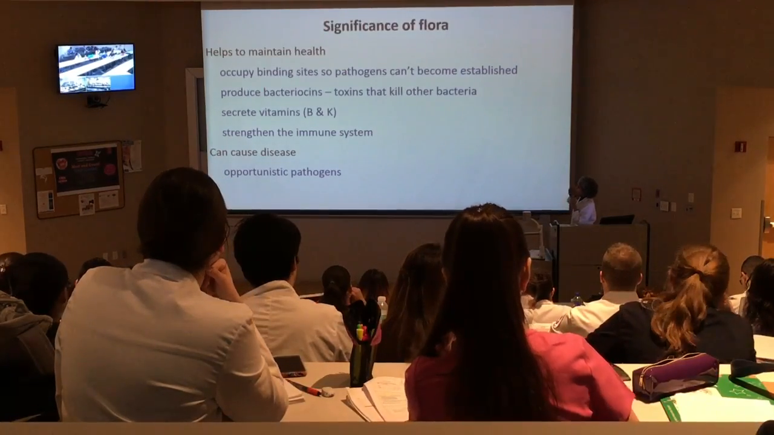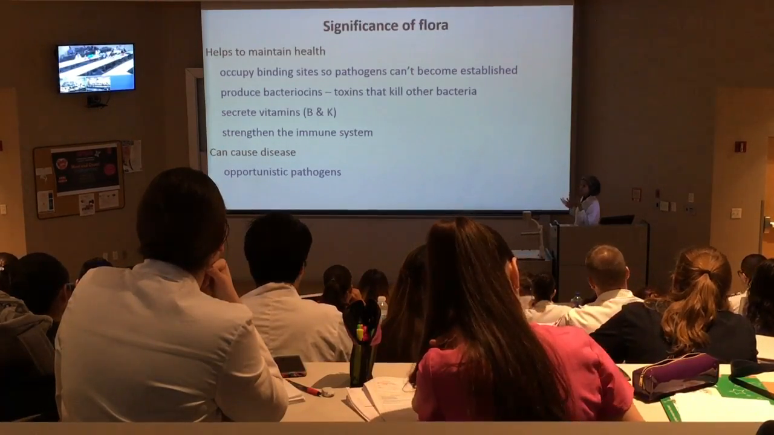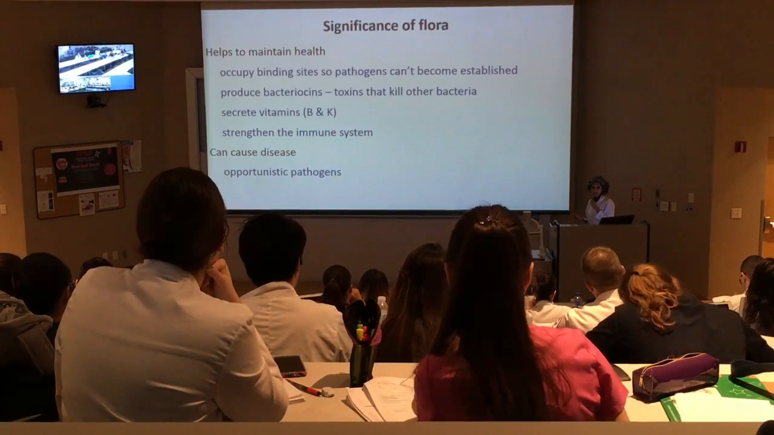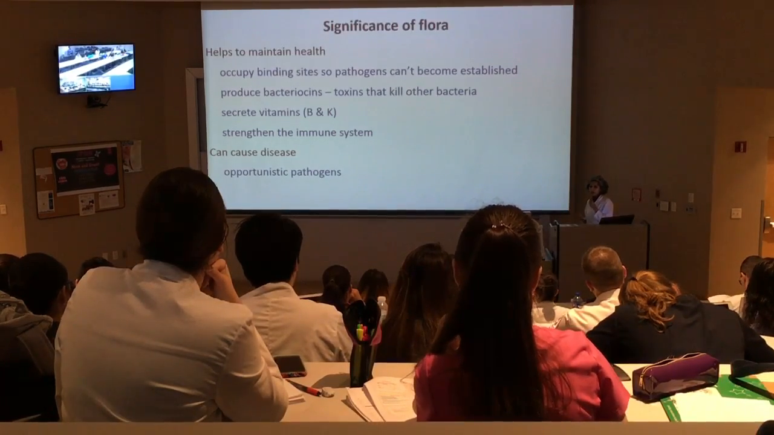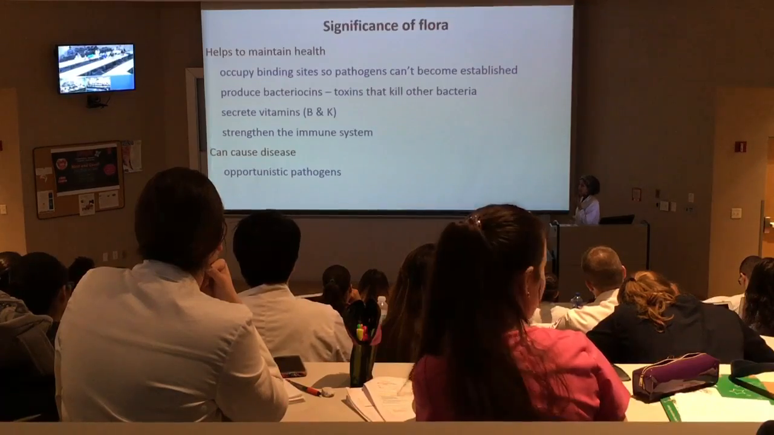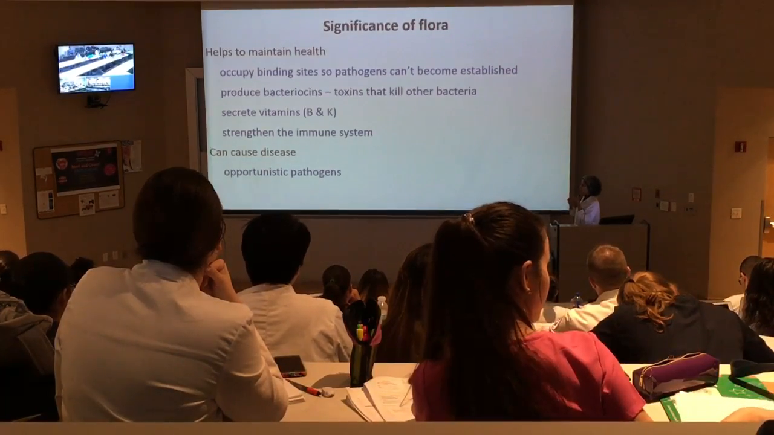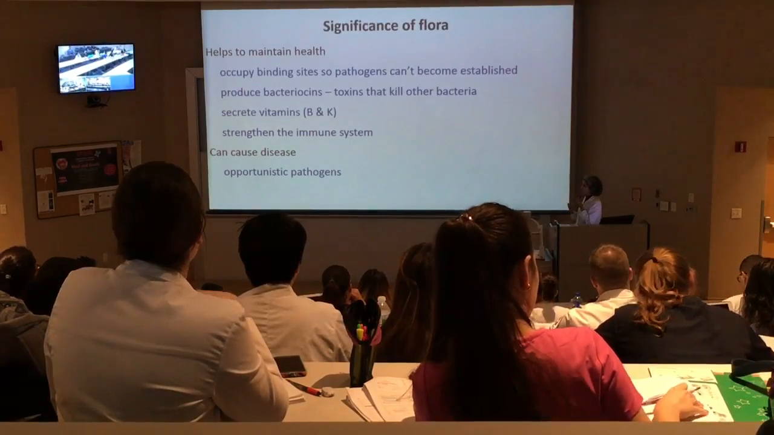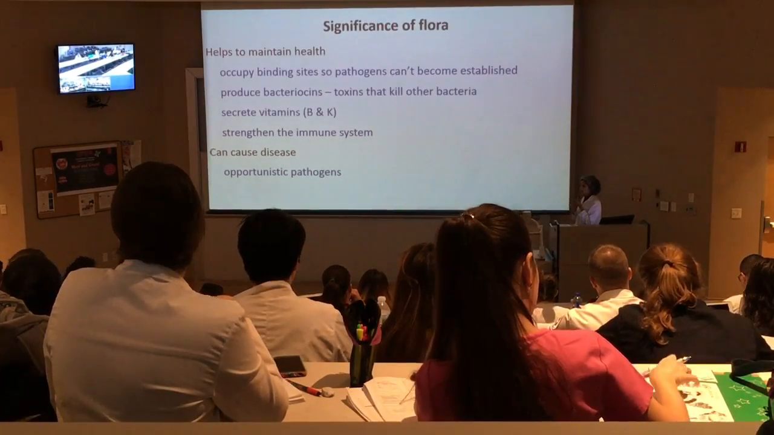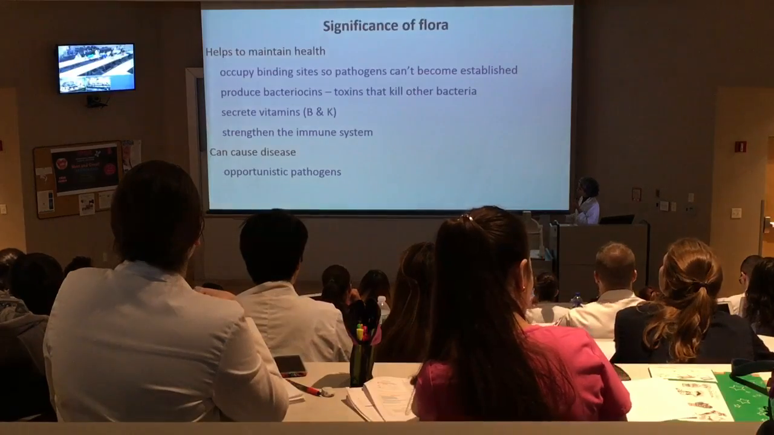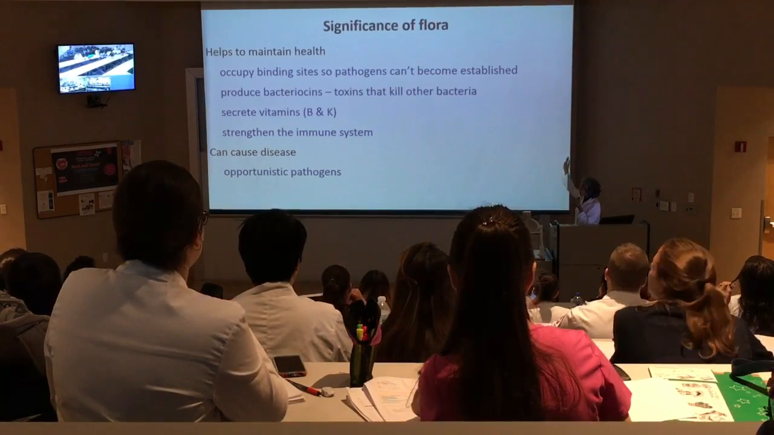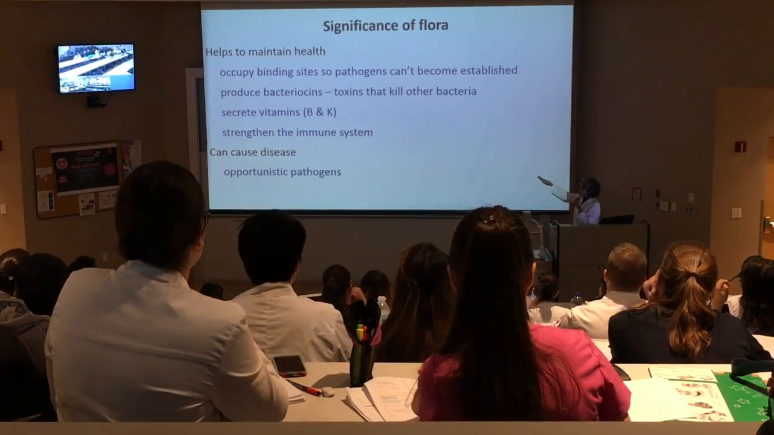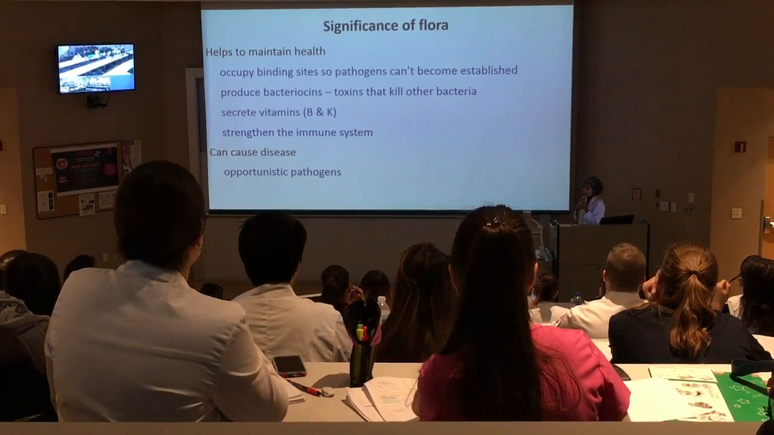Okay, so they're going to compete for nutrients and compete for binding sites, so the pathogen cannot establish itself. They can produce bacteriocins, which are going to kill other bacteria. Because it's a competitive environment, they're going to try and establish themselves, right? So they can be very helpful to us. Some of them secrete vitamins that help us.